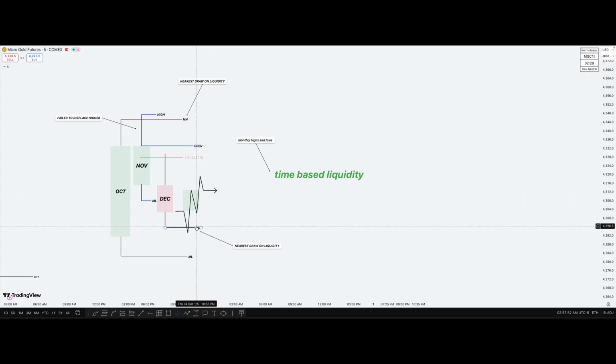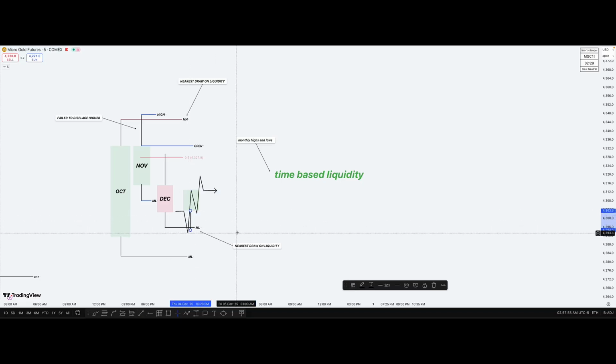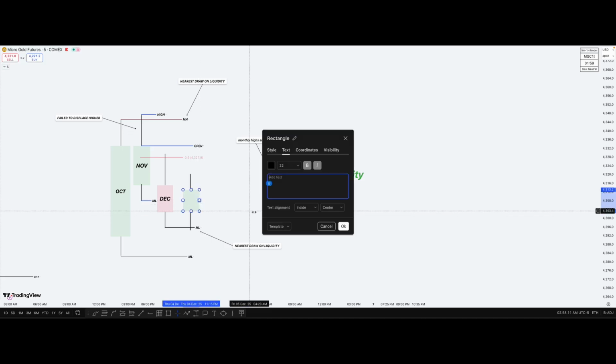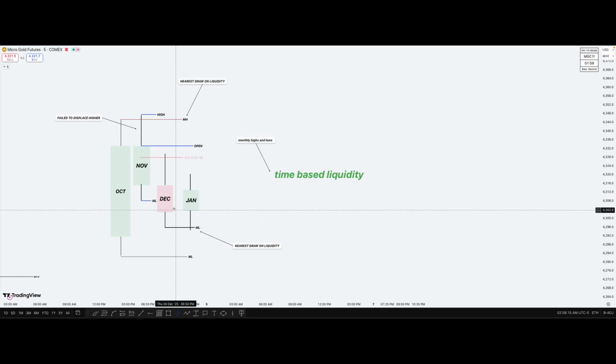So here, what do we see? We see a low being created, which means the immediate drawn liquidity, which was the monthly low, has been swept, right? The immediate monthly low has been swept, and then it has created a high as well, like this. So this is January. It is done.